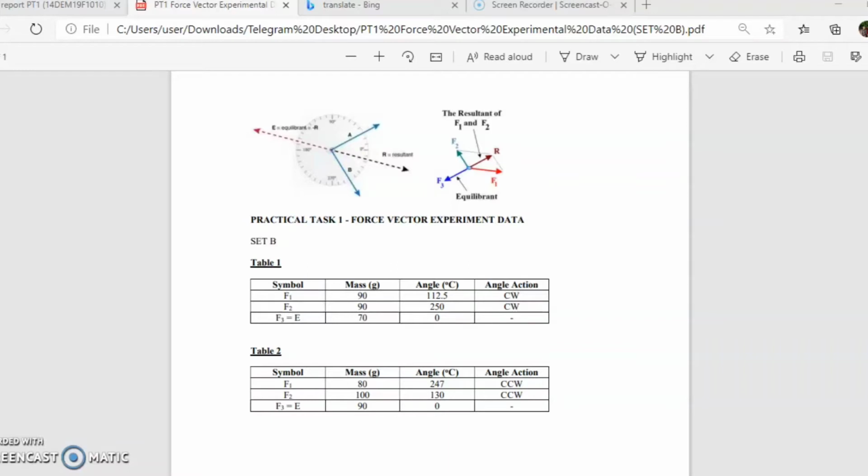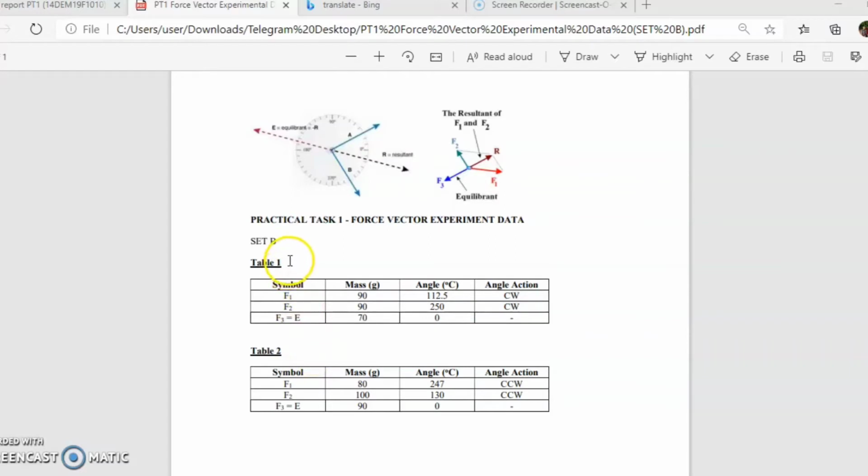Now, I will present the result and the calculation. I will explain the result and calculation for practical task 1, set B. As we can see on the screen, they are given the information of the resultant force on table 1 and table 2.